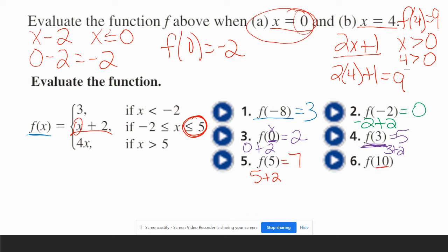And our last one says f of 10. This says, okay, if I look here, 10 is greater than 5. So it fits into this last one. And it says plug in 10 for x. So instead of 4 times x, we have 4 times 10, and that's 40.